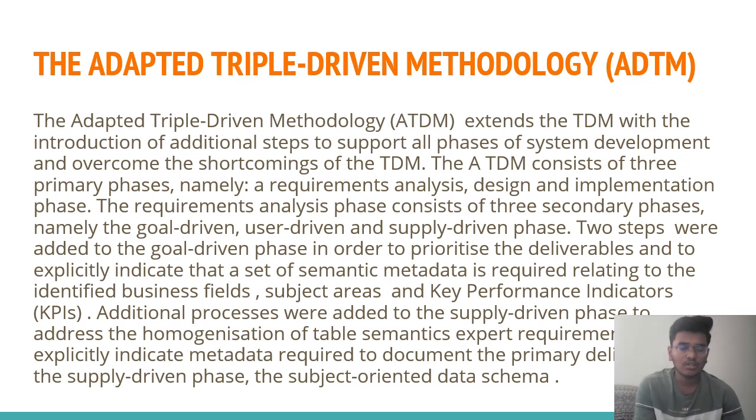Two steps were added to the goal-driven phase in order to prioritize the deliverables and to explicitly indicate that a set of semantic metadata is required relating to the identified business fields, subject areas, and key performance indicators. Additional processes were added to the supply-driven phase to address the homogenization of the table semantics expert requirement and to explicitly indicate the metadata required to document the primary deliverable of the supply-driven phase, the subject-oriented data schema.